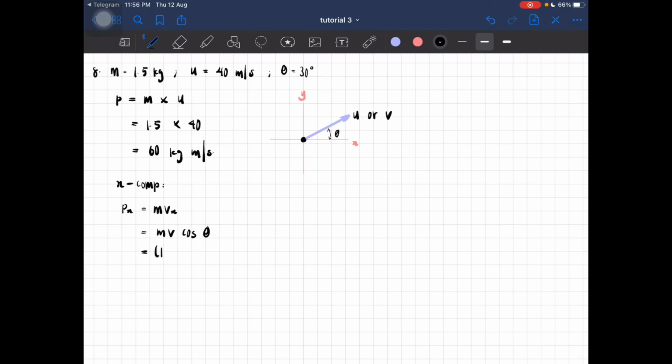Okay, so m is 1.5, v is 40 cos 30 degree. You'll then get the horizontal component to be 51.96 kilogram meter per seconds.